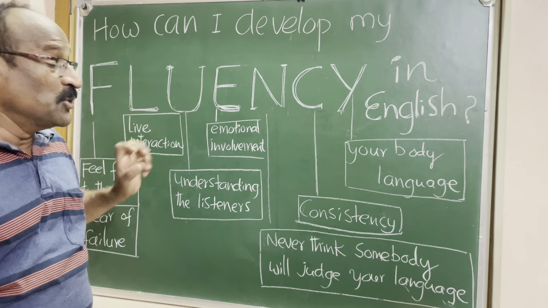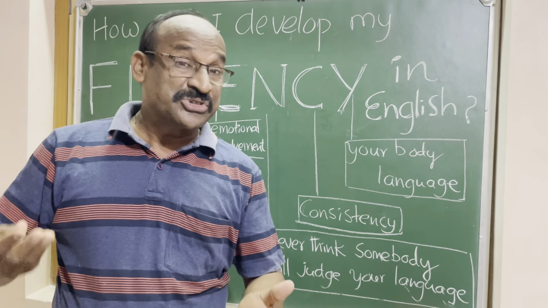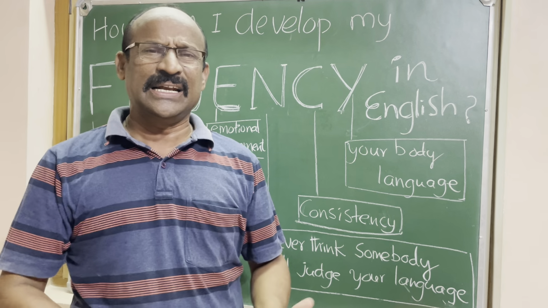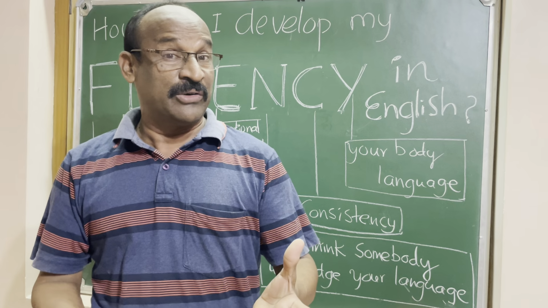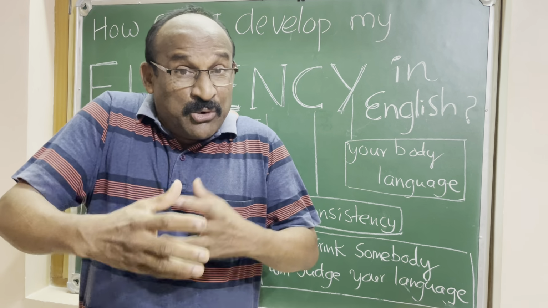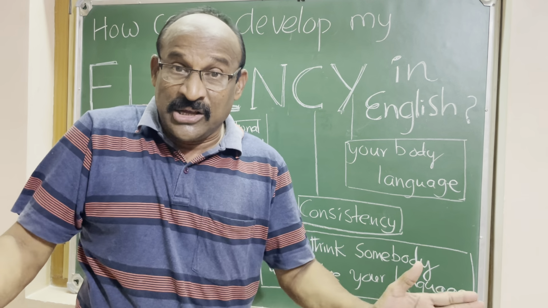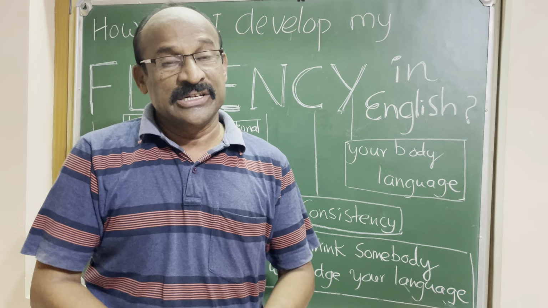Now, E for emotional involvement. Any language you can develop when you're emotionally involved, because language basically can be developed when you're involved in that situation. When you see the situation and you're emotionally involved in the scene, the situation, then automatically you can speak like anything.